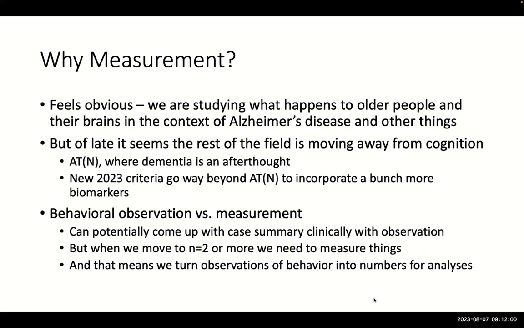You can come up with some case summary based on interacting with a person for a while and interviewing their informants and discussing things and testing them informally or with formal measures, and not do what we're doing here, which is to think really hard about specific measures of cognition. As soon as we start to come up with studies that are beyond a case study, so when we're trying to have 2 or more people, we're probably going to need some numbers to combine to do something. And so we need to turn our observations of behavior into numbers for analyses. And in a broad sense, that's what the formal testing of cognition does.